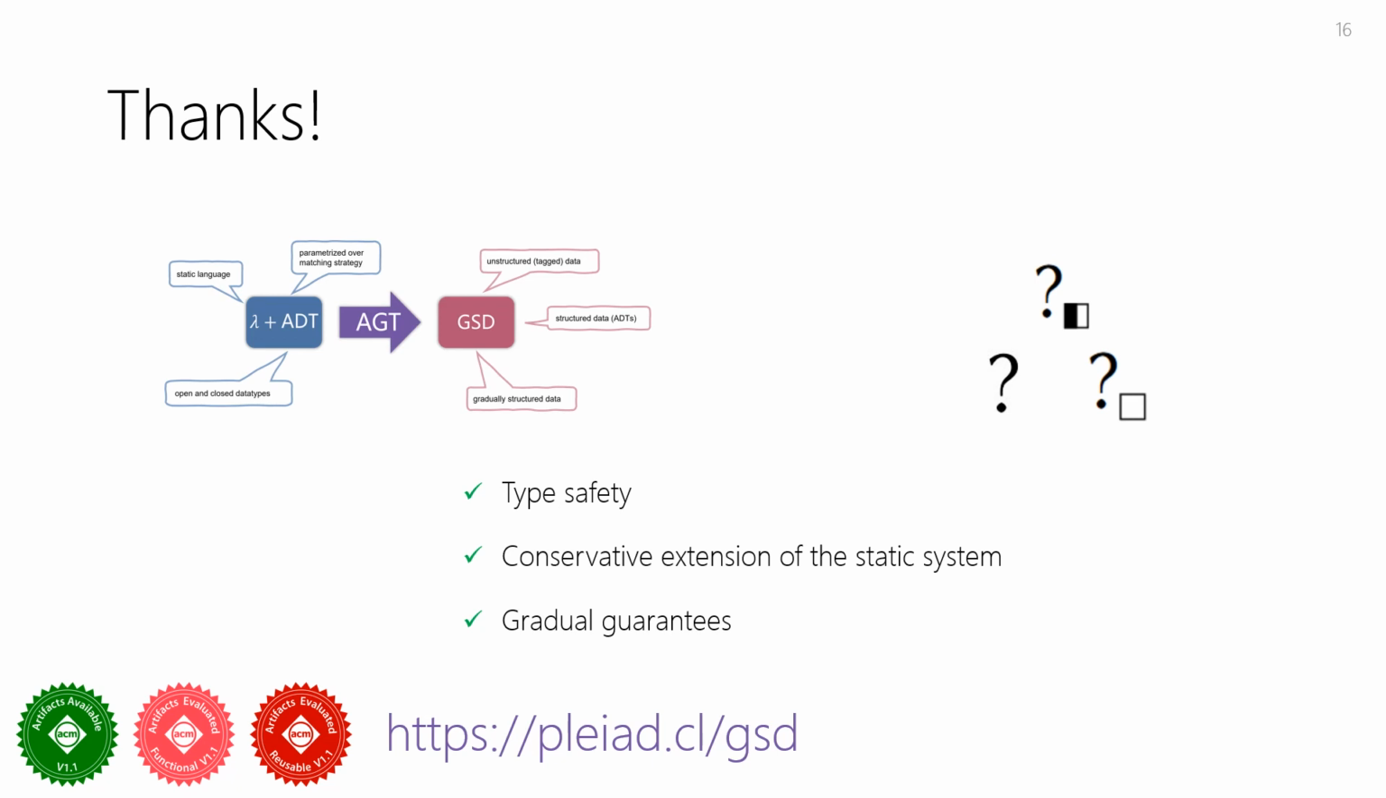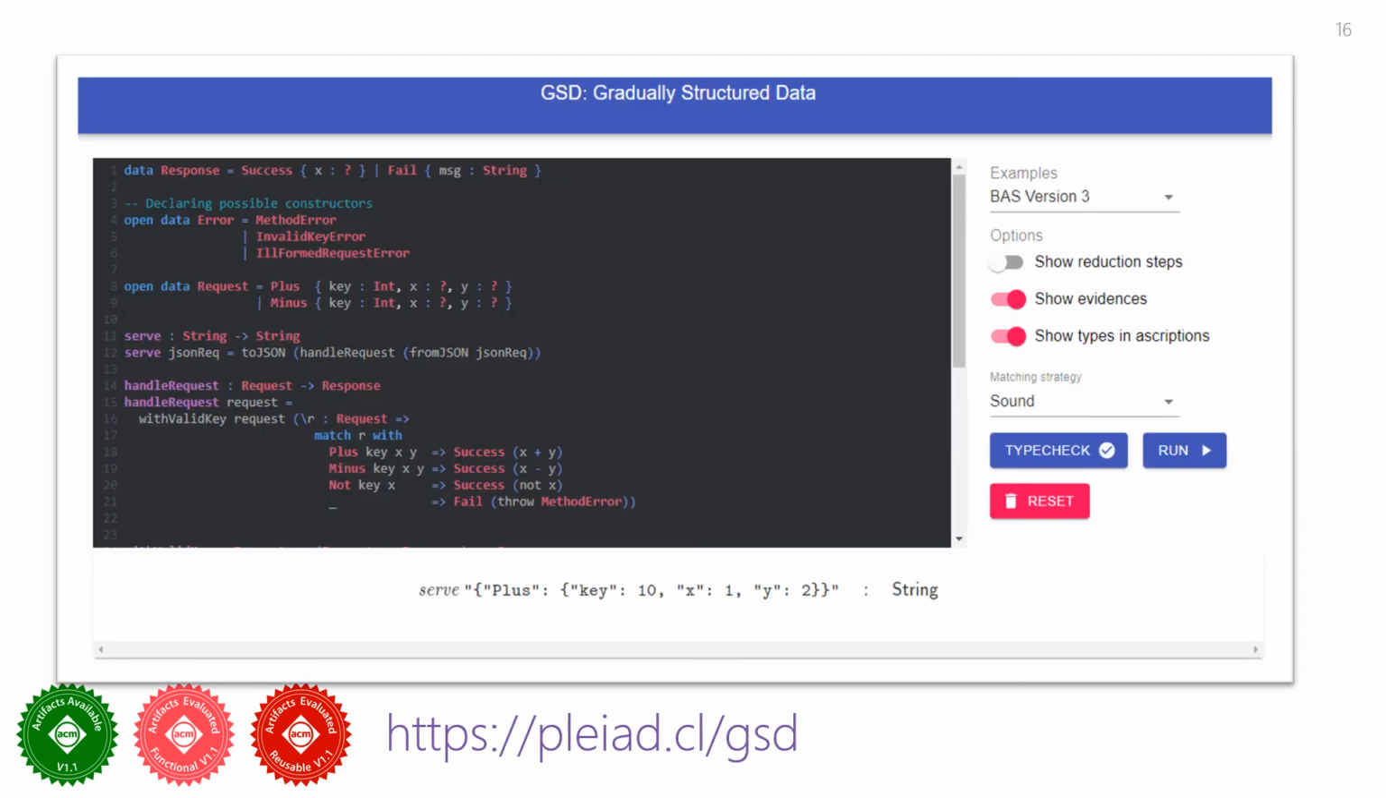Also, to explore the utility of gradually structured data, we developed an interpreter for GSD that prints the step-by-step reduction of programs and supports the three mentioned matching strategies. You can find an online version of the interpreter at the URL at the bottom of the screen.